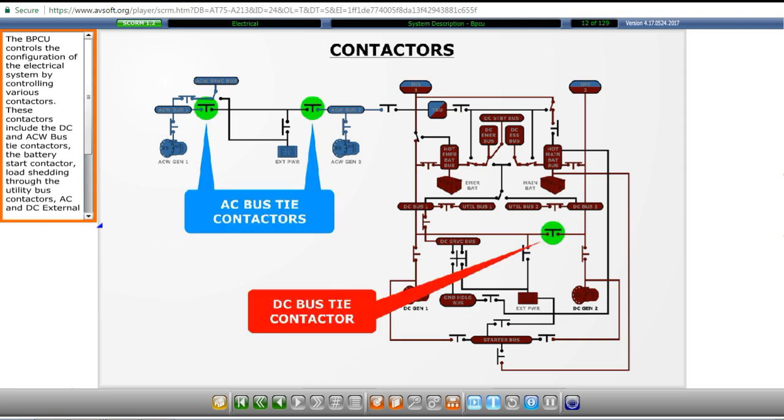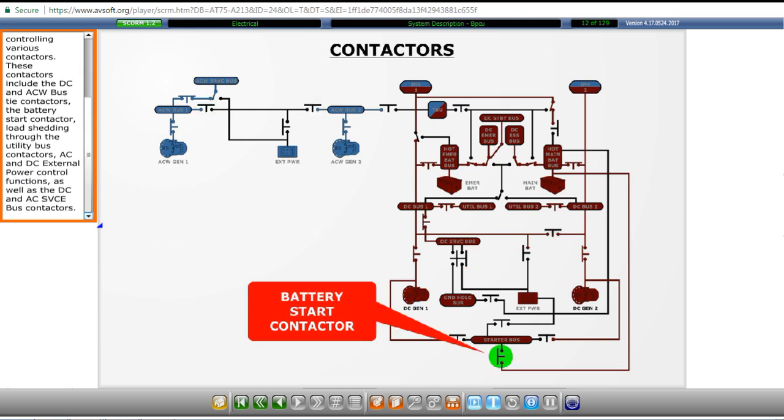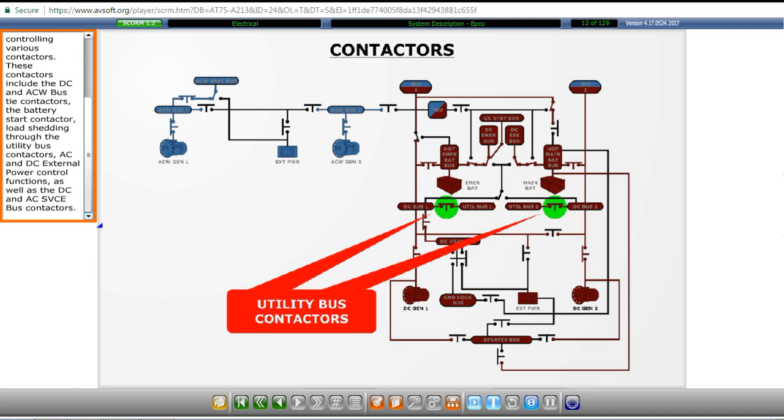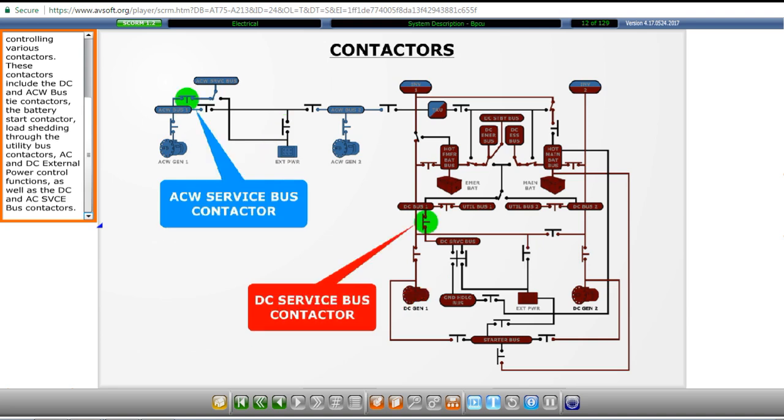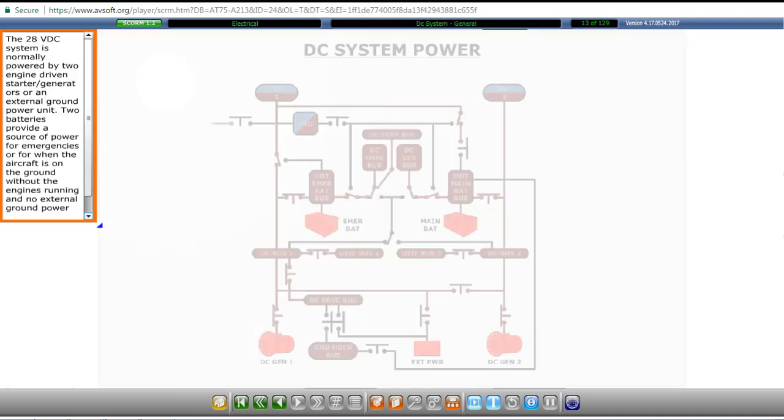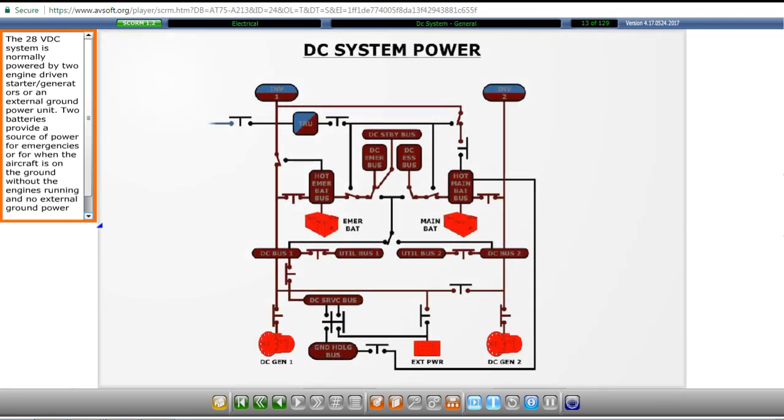These contactors include the DC and AC wound bus tie contactors, the battery start contactor, load shedding through the utility bus contactors, AC and DC external power control functions, as well as the DC and AC service bus contactors. The 28 volts DC system is normally powered by two engine-driven starter generators or an external ground power unit. Two batteries provide a source of power for emergencies or for when the aircraft is on the ground without the engines running and no external ground power unit.